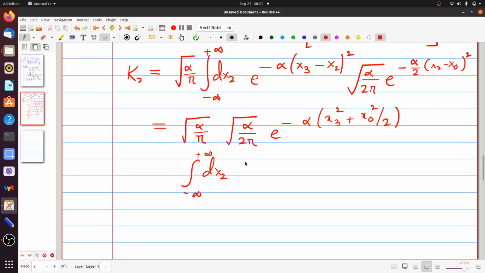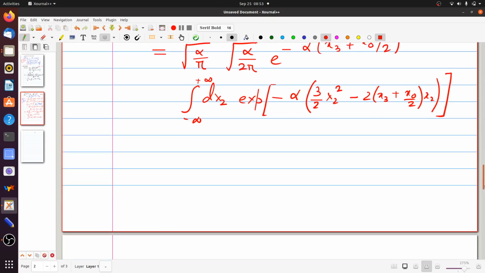So now you have the integral over x2 of this exponential. We have to be careful in gathering the terms together. You get minus alpha, which is common to all terms. Then you have an x2 square from here and an x2 square by 2 from here. So you get 3 by 2 x2 square. Now you get twice x3 x2 with a minus sign from here and twice x2 x0 from here. But there's a by 2 in the second term. So it's twice (x3 plus x0 by 2) into x2. And this is the integrand that we have.